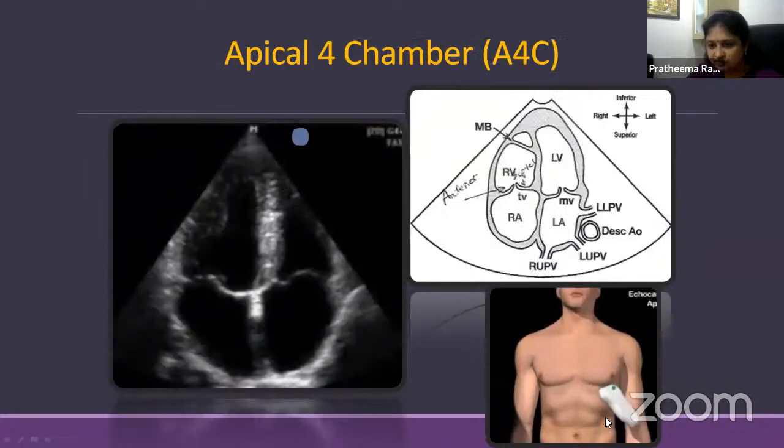And this is the 4-chamber view. We can see that it is at the apex, and the pointer is towards the left shoulder again. So we can see the right ventricle, left ventricle, right atrium, and left atrium. And we can just rotate, do some adjustments and see the descending aorta and pulmonary veins also.